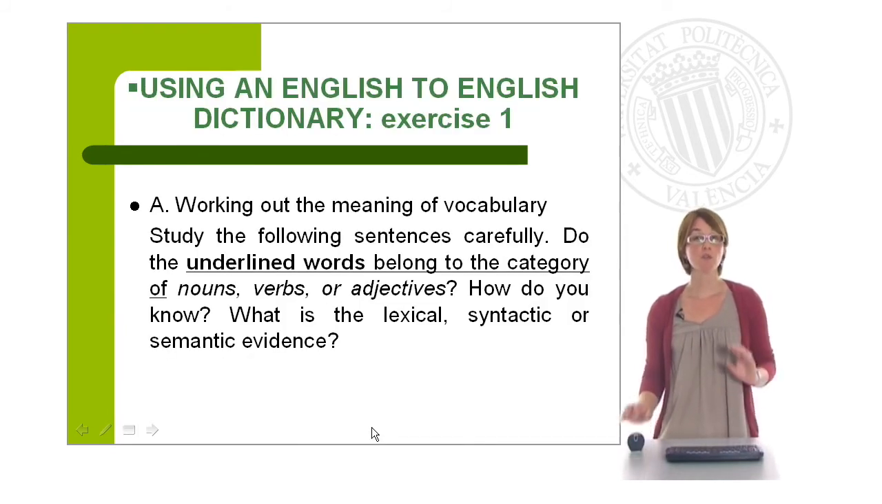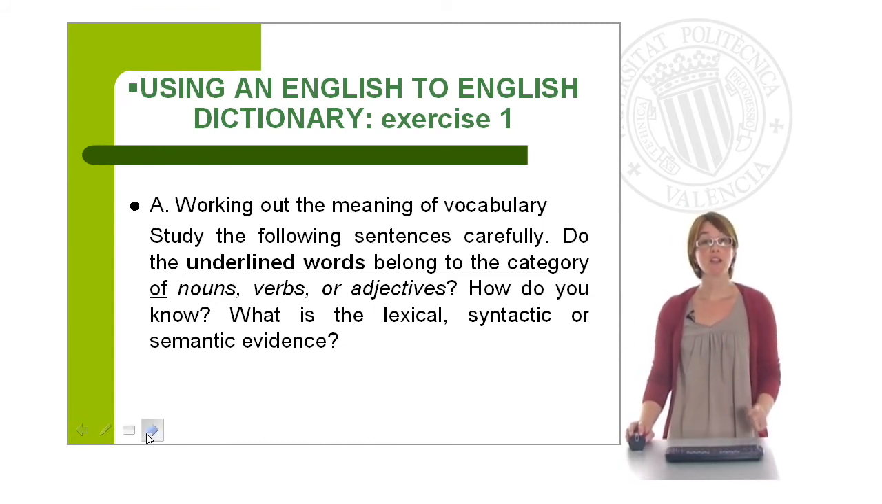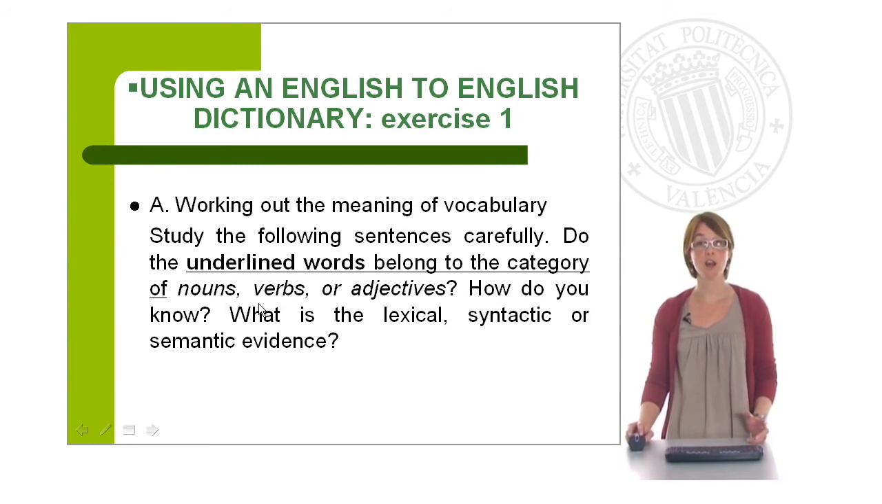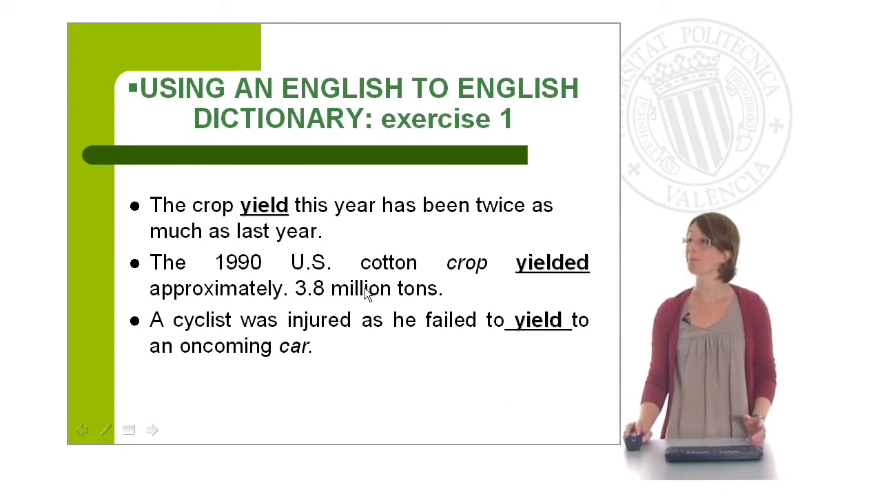Right, now we're going to try a very easy activity. I want you to study the following sentences carefully, and you have to decide if the underlined words belong to the category of nouns, verbs, or adjectives. So these are the sentences. The crop yield this year has been twice as much as last year. The 1990 US cotton crop yielded approximately 3.8 million tons. And the last one, a cyclist was injured as he failed to yield to an oncoming car.